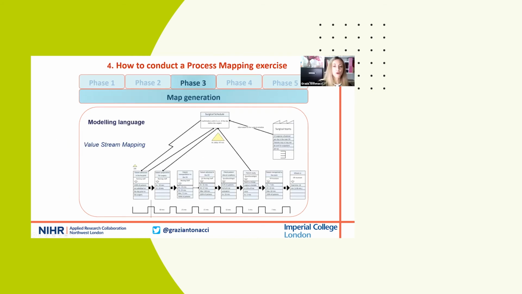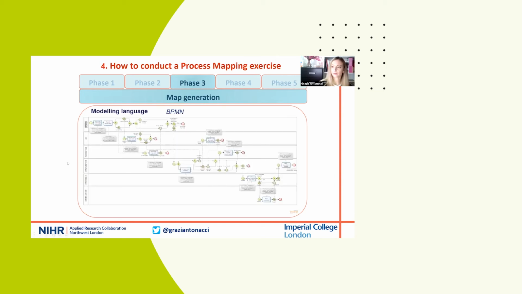This is an example of value stream mapping that is often used in Lean Six Sigma projects, as it focuses on operational information such as resources involved in each activity, activity durations, and delays in the process. And this is an example of BPMN. I'm sure many of you are familiar with it. This is a more structured modeling language, usually used to model information flows and used as the basis for designing information systems.